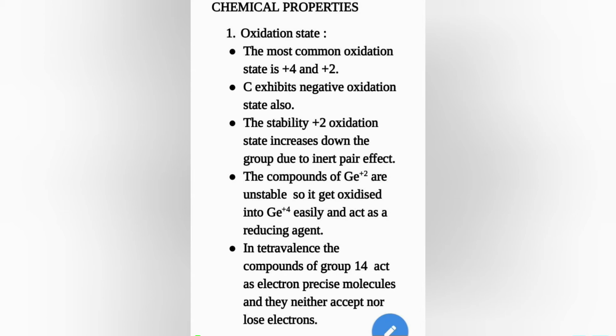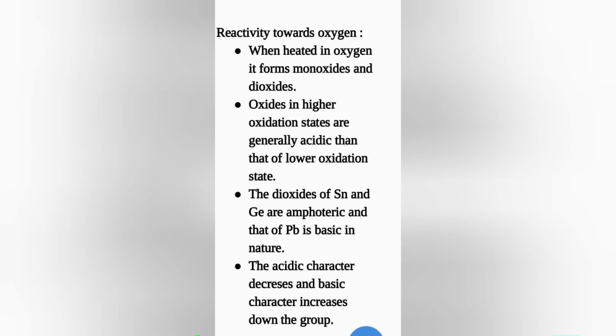The stability of the +2 oxidation state increases down the group due to the inert pair effect. The compounds of germanium 2+ are unstable, so it gets oxidized into germanium +4 easily and acts as a good reducing agent. In tetravalent compounds, the compounds of group 14 act as electron precise molecules or lose electrons.